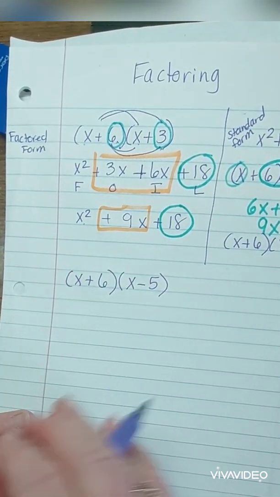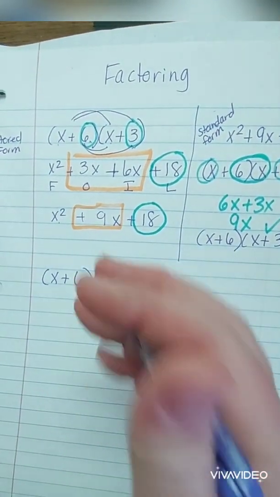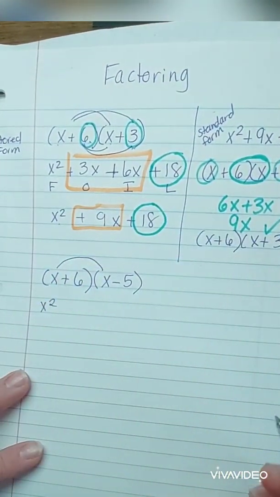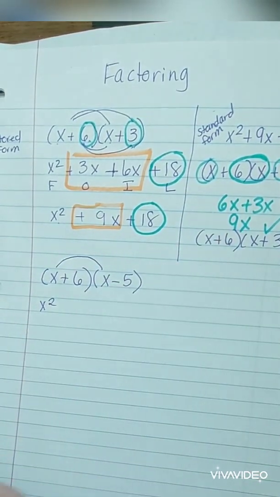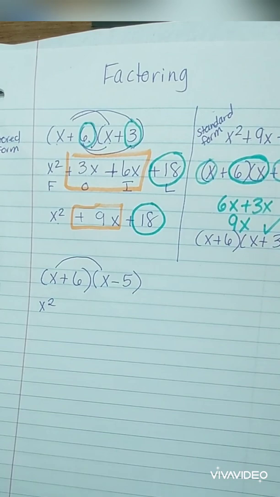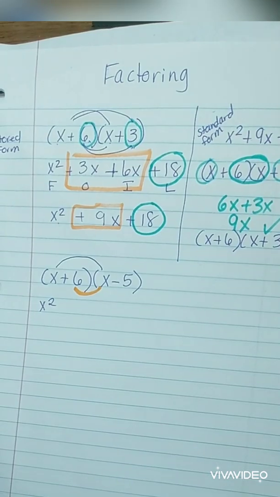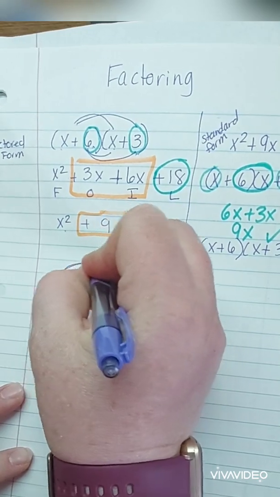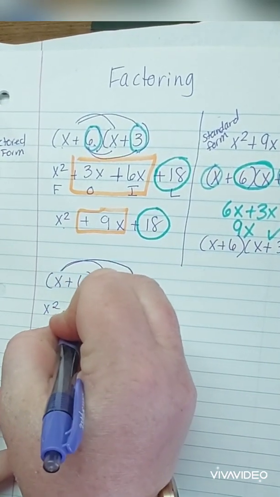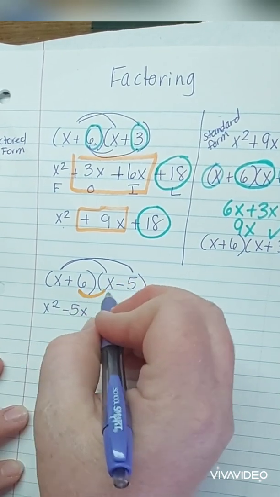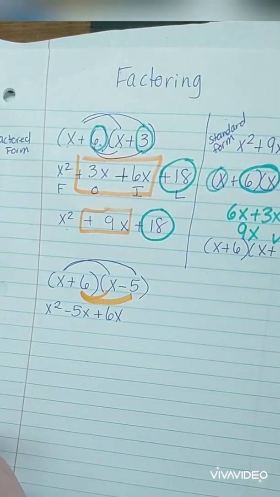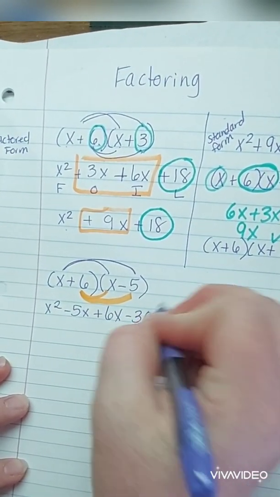Well, I want to take you from factored, and I want to show you both ways. So x times x is x squared. All right, I'm going to use, oh shoot, I used the different colors. I'm so sorry on that. I'm going to go back to orange. Here we go. 6 times x. Oh, wait, sorry. x times -5 is -5x. Here we go. Now, 6 times x is 6x. And 6 times -5 is -30.